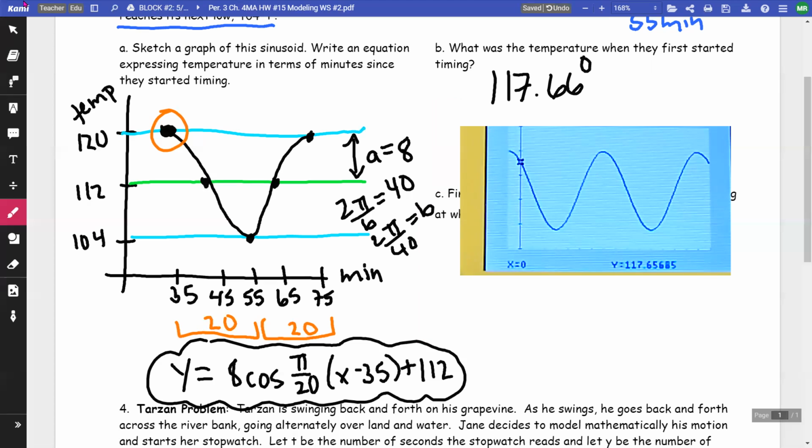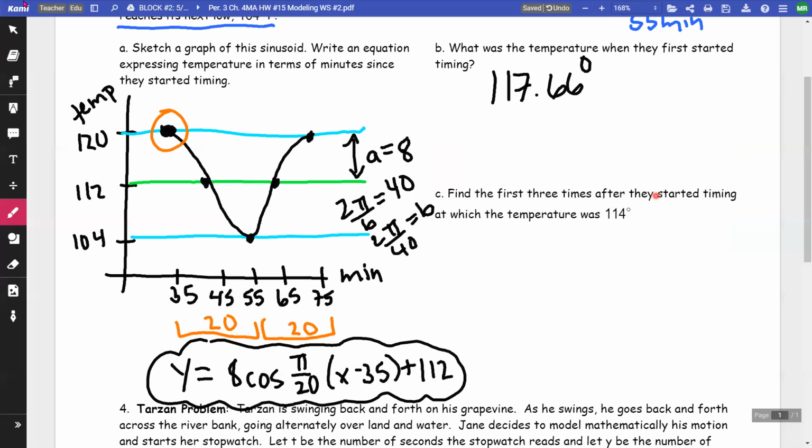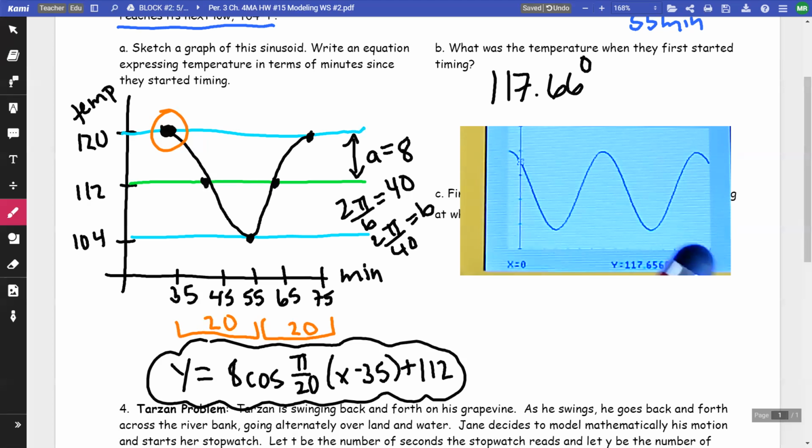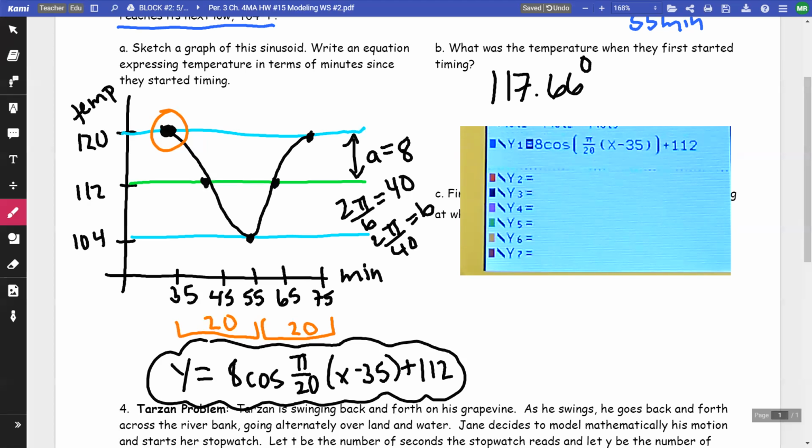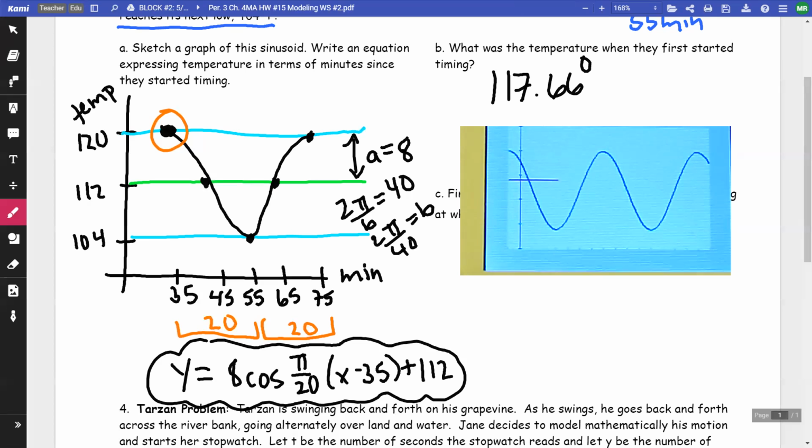Now on the next part, find the first 3 times after they started timing at which the temperature is 114. So I'm going to go back to my calculator, go back to my y equal, and put in 114, y equal 114. So I get that line drawn in. Okay, so that's 114.